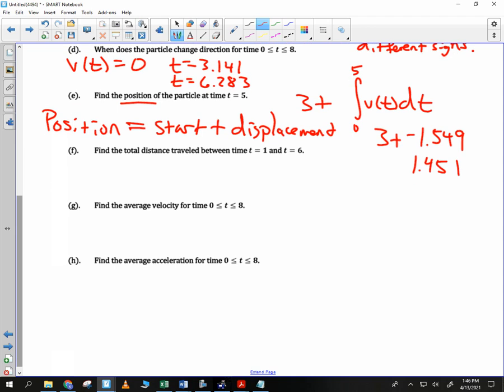Total distance traveled. Oh no. What's the difference between displacement and distance? Very good. Displacement is like if you travel far and then come back. Right, so you're trying to model this. If it's 15 feet to the door and I walk here and I return, what's my displacement? What is my distance? 30. So what do you have to do? Absolute value. Do you remember that? We do integral from 1 to 6 of the absolute value of v of t dt.